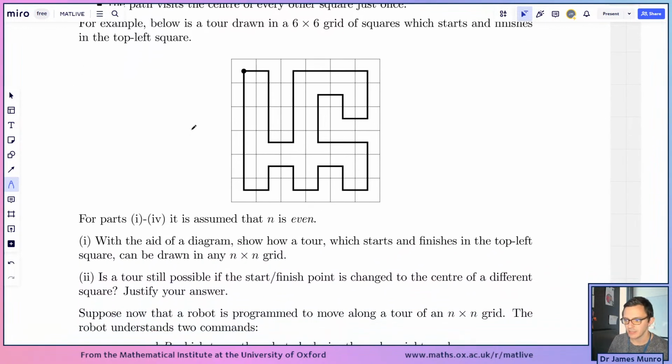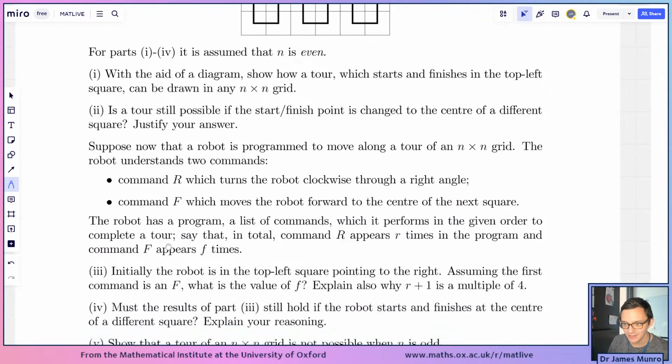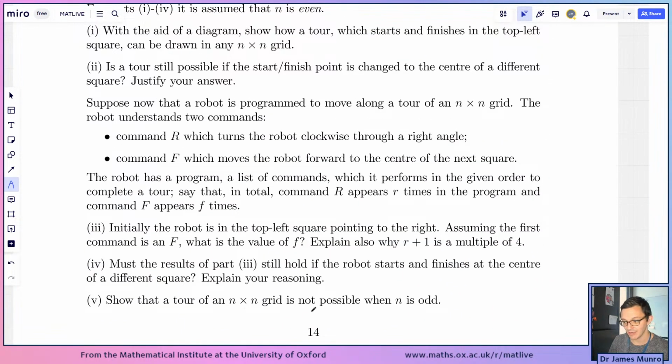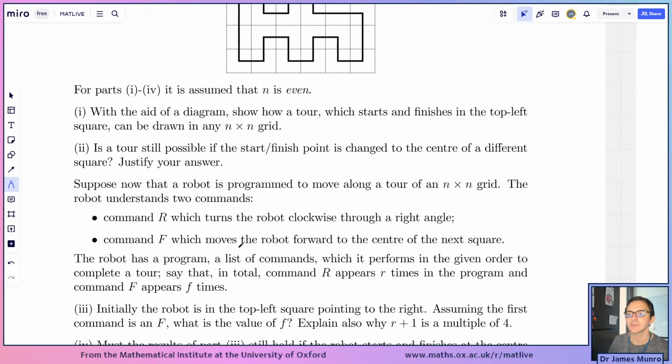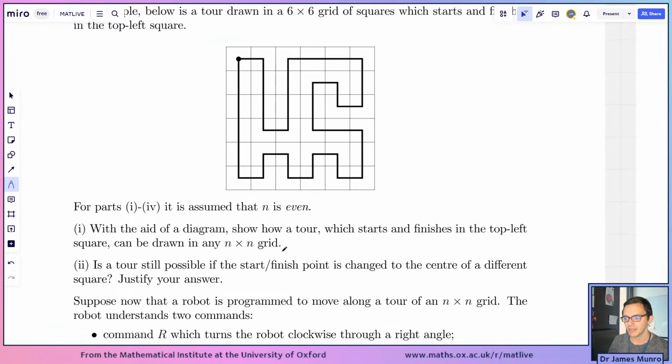Right, okay. N is even. Assume that for parts 1 to 4. Wait, how many parts are there? 5. Okay, not possible when N is odd. Interesting. With the aid of a diagram. Oh my goodness. N by N grid.